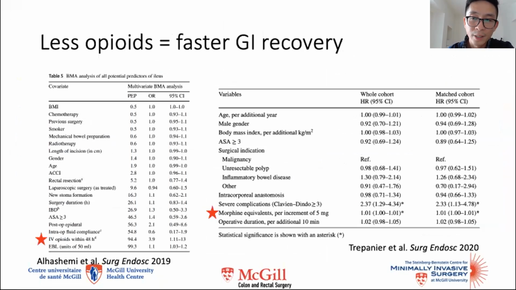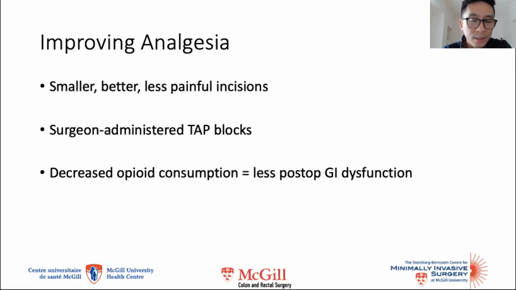Like I said before, the less opioids you give, the better and faster your GI recovery tends to be. So just by moving away from the midline incision and using TAP blocks, we decrease our opioid consumption and improve our analgesia, our pain control. Kind of in summary, we've gone to smaller, better, and less painful incisions with time. We've started doing surgeon-administered TAP blocks. And like I said, the less opioids that you're able to give, the less postoperative GI dysfunction you'll have.